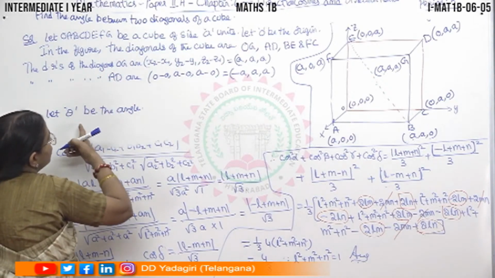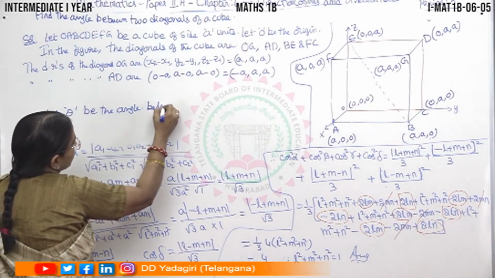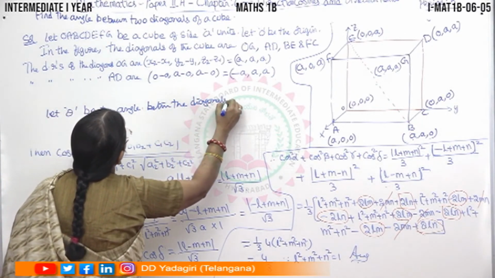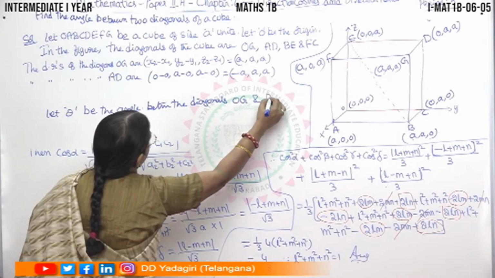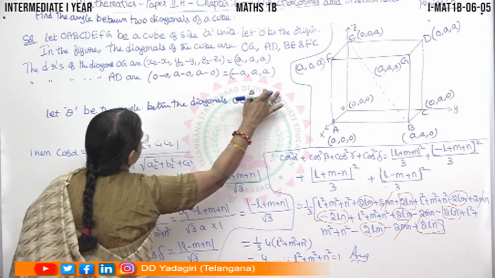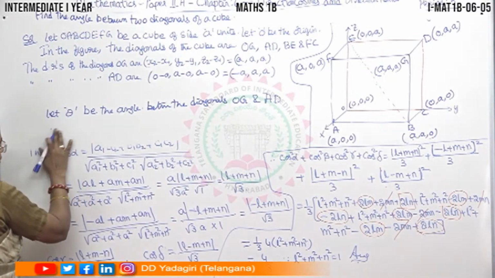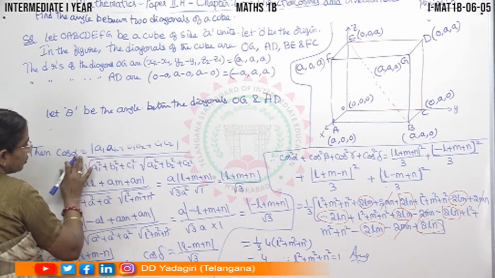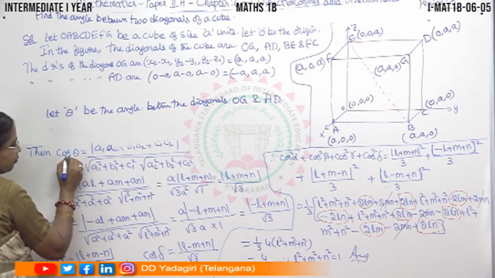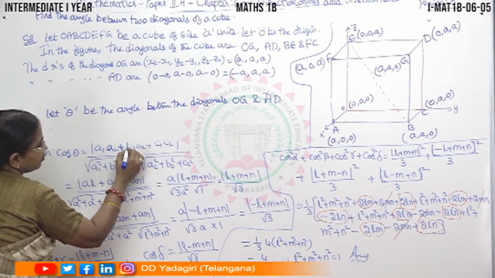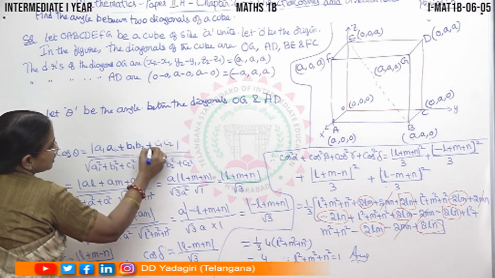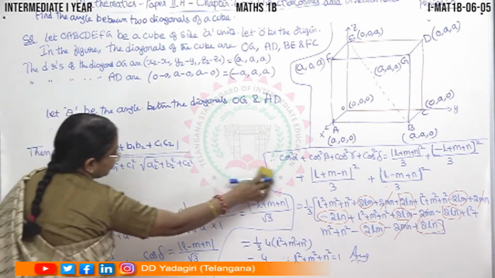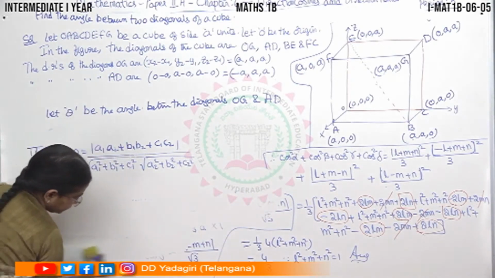So we'll take these 2. Let theta be the angle between the diagonals OG and AD. Then you can have the same formula. Then cos theta is equal to A1 A2 plus B1 B2 plus C1 C2 by root of the same formula. Now just substitute.